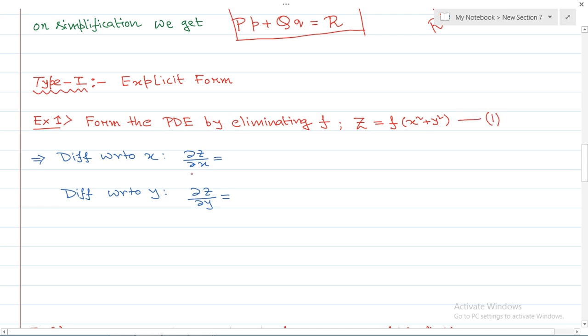So now we want to differentiate equation 1 partially with respect to x. So on the left hand side we have del z del x. The f function, we have no information about the f function.